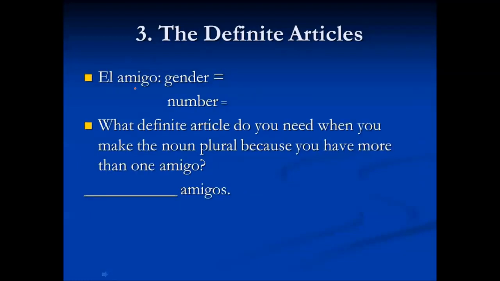So looking at el amigo, how do we know what gender it is? So there's 2 things here. We got el, it shows that it's masculine. And then we have a noun that ends in o, which also shows that it's masculine. Now we need to figure out what number it is.